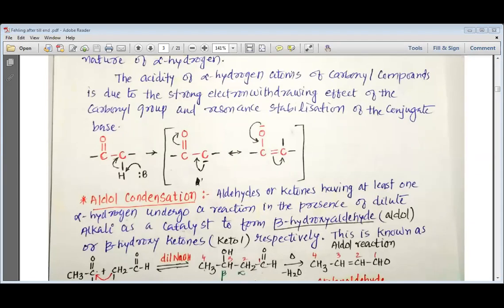So when a base actually attacks on the carbonyl compound, it generally attacks on the alpha hydrogen. So that is why we call this an alpha hydrogen reaction. These are the reactions that take place due to the presence of the alpha hydrogen, my dear students. Now this base attacks on the alpha hydrogen, and due to the attack of the base on the alpha hydrogen, there the aldol condensation takes place.